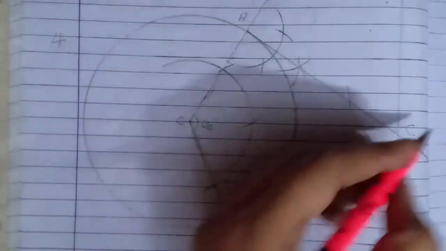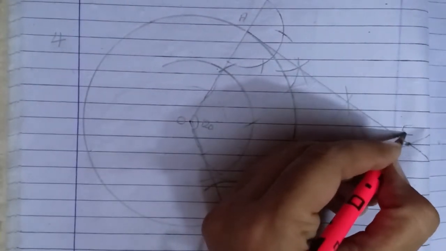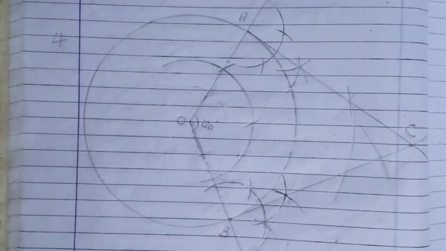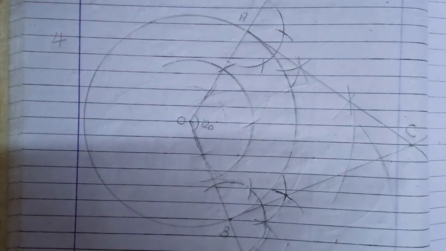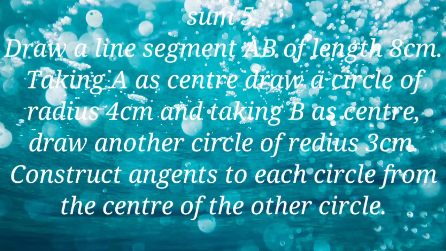Now the intersecting point of the tangent lines is C. Now CA and CB are the required tangents which are inclined to each other at an angle of 60 degrees. Construction number 4 is over.